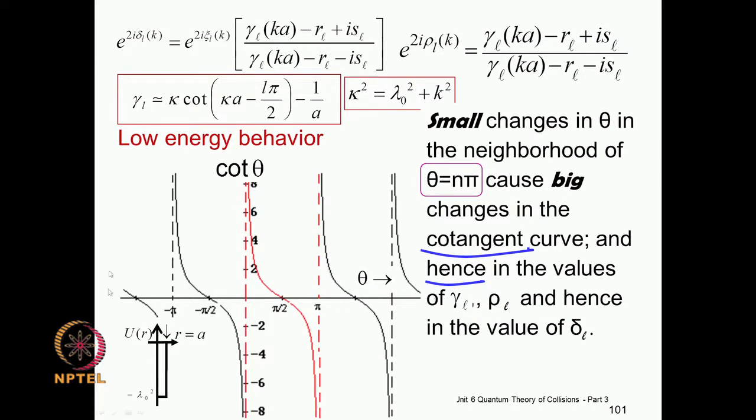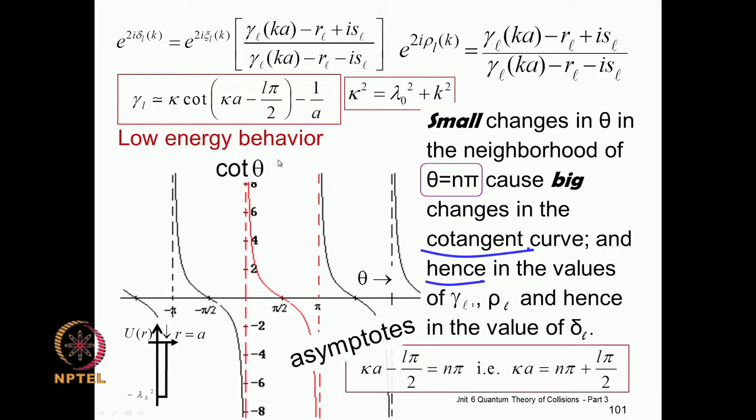So here, look at it over here, whenever the angle theta is in the neighborhood of n pi, there are huge changes in the value of the cotangent function, and because of this, gamma changes in a big way, and because this gamma changes, rho changes, and then the net phase shift delta changes, because delta is nothing but xi plus rho. So the xi part is not changing very much, but the rho part changes in a very spectacular manner.